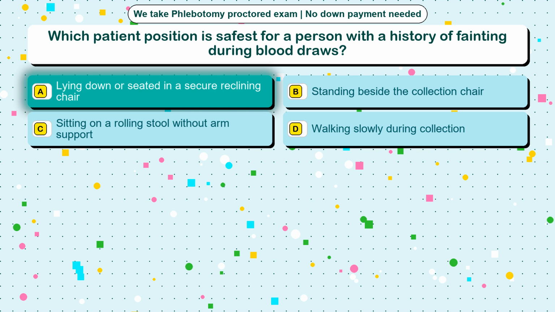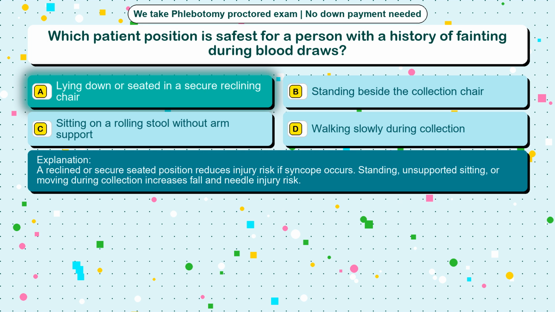The correct answer is option A, lying down or seated in a secure reclining chair. A reclined or secure seated position reduces injury risk if syncope occurs. Standing, unsupported sitting, or moving during collection increases fall and needle injury risk.